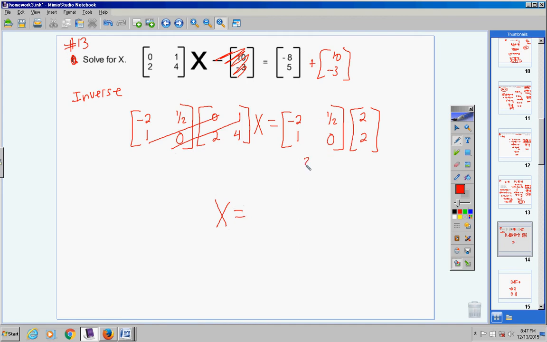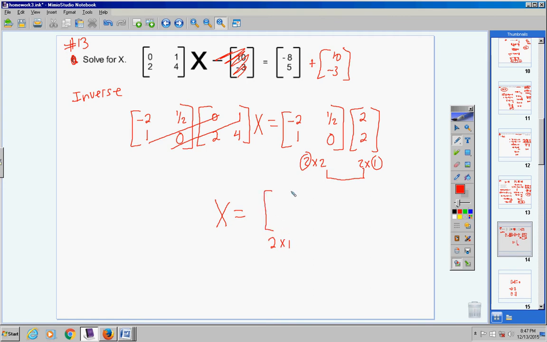Remember, you have to run your test. You have a 2 by 2 times a 2 by 1. Got it? Your inside numbers must match, and they do. Your outside numbers are the answer you're going to get out. So you're going to get out a 2 by 1. Okay, this is all review.